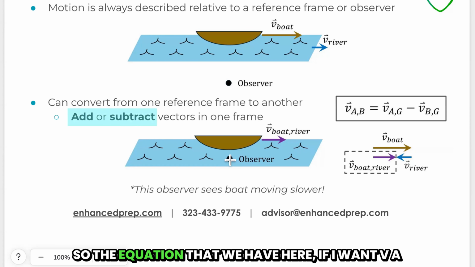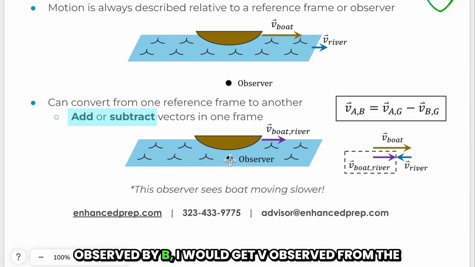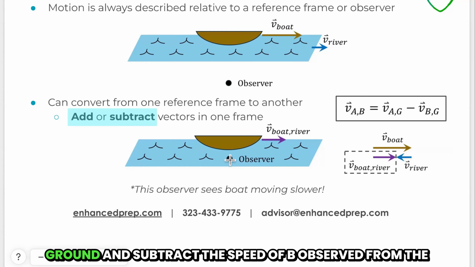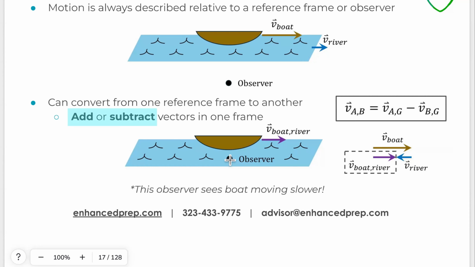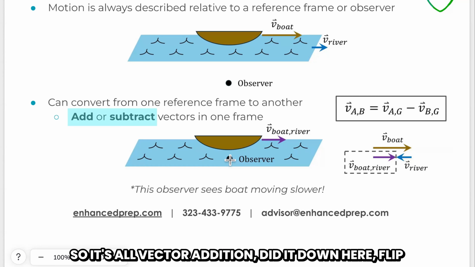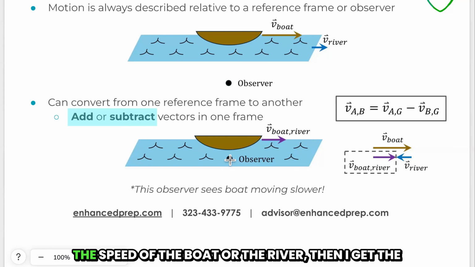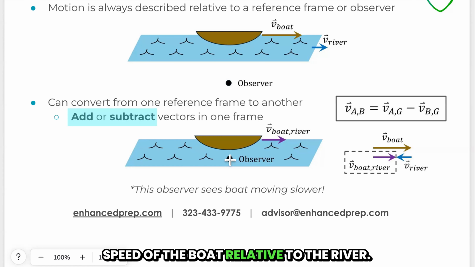So yeah, the equation that we have here: if I want VA observed by B, I take V observed from the ground and subtract the speed of B observed from the ground from that. So it's all vector addition. Did it down here, flip the speed of the boat or the river, then I get the speed of the boat relative to the river.